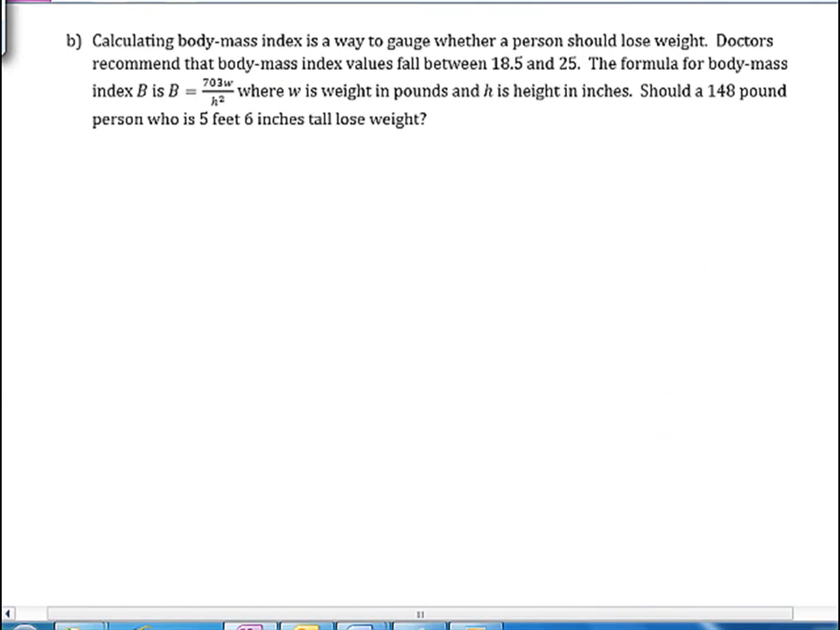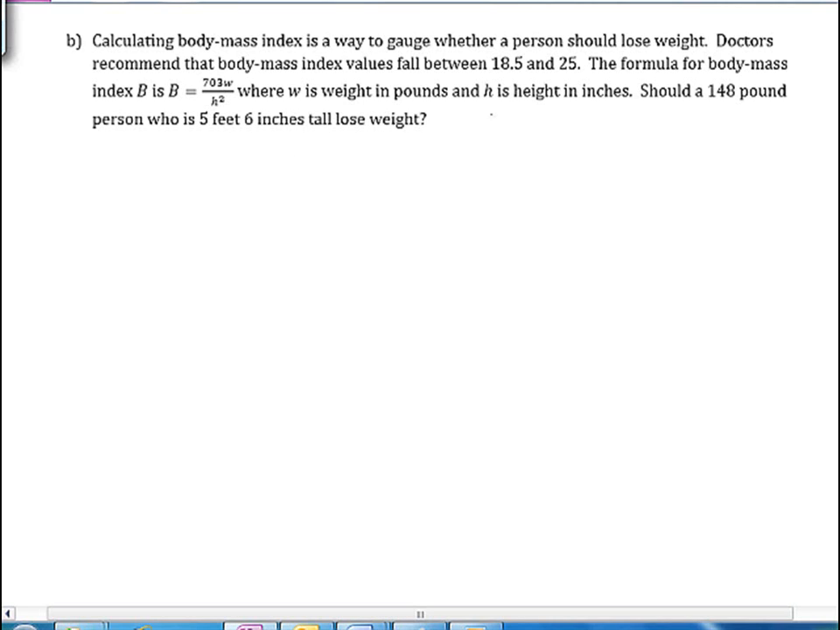One more application problem. Calculating body mass index is a way to gauge whether a person should lose weight. Doctors recommend that body mass index values fall between 18.5 and 25. The formula for body mass index B is B equals 703W over H squared, where W is weight in pounds and H is height in inches. Should a 148-pound person who is 5 feet 6 inches tall lose weight?